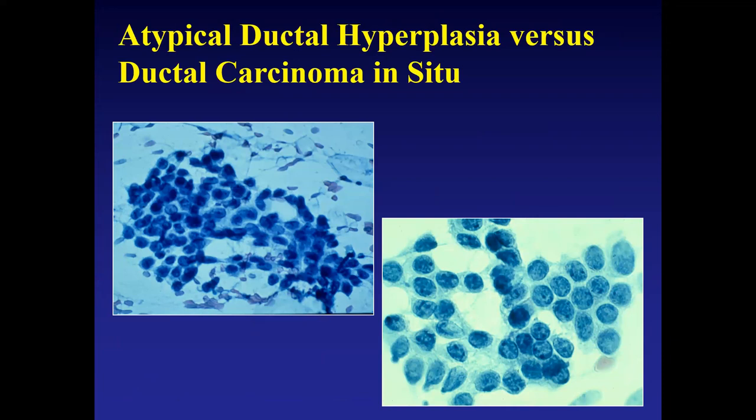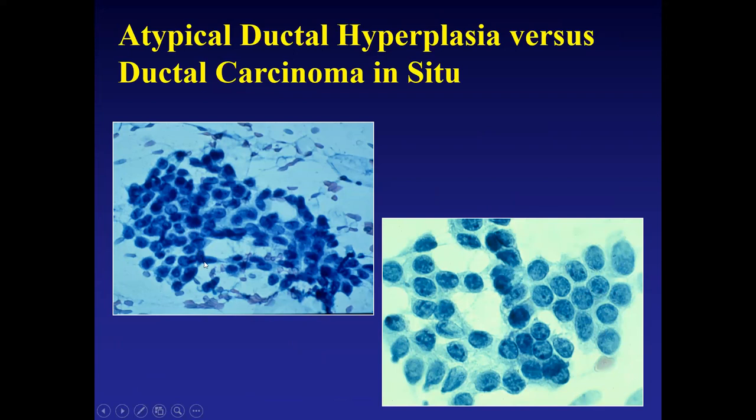What are these diagnostic challenges in cytopathology? Look at this. These are clusters of cells. They're all alike. They're one cell type. This is a low-grade cancer. This is a low-grade DCIS. And this is atypical ductal hyperplasia.